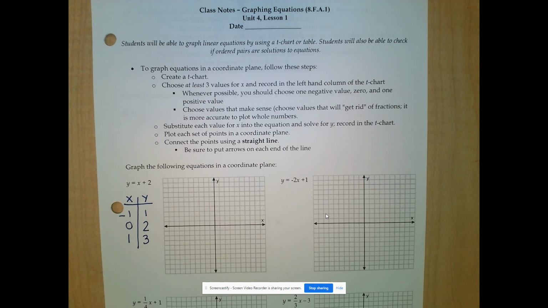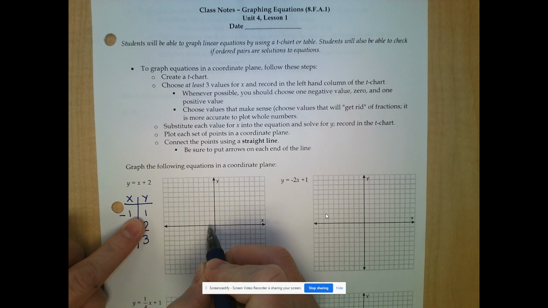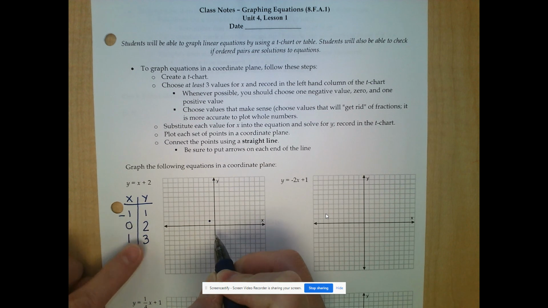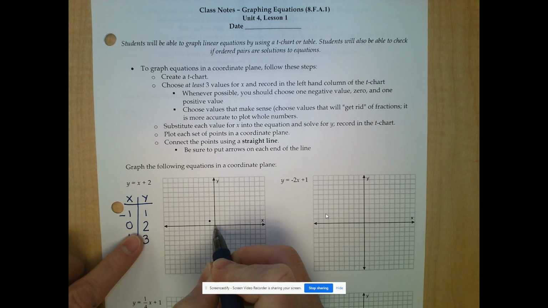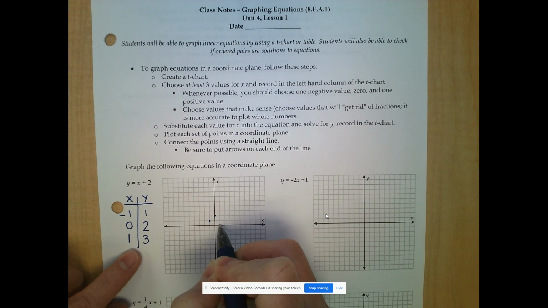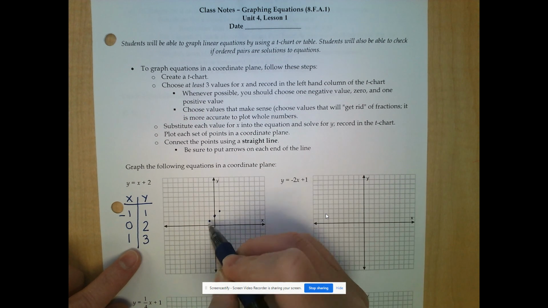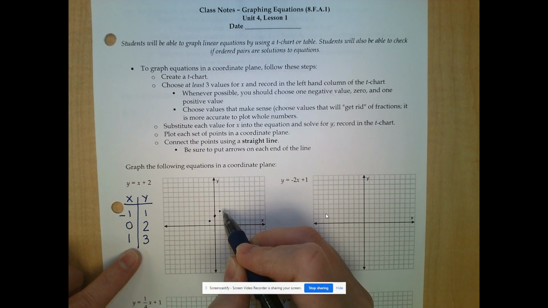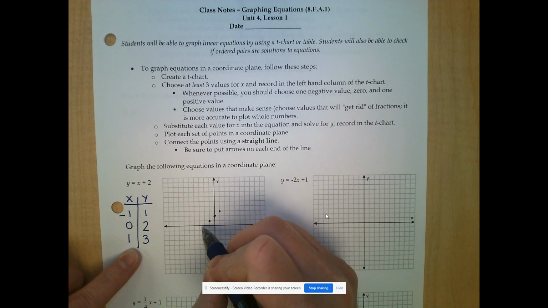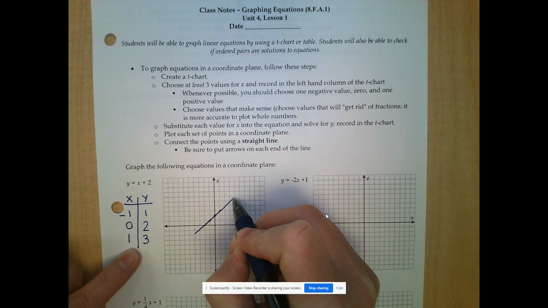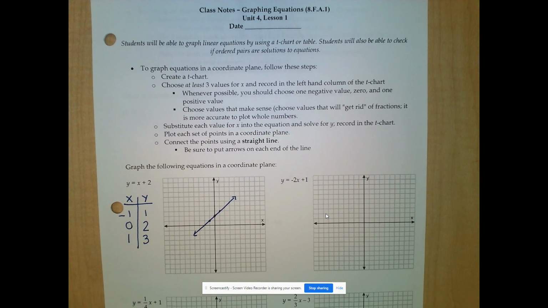That gives me coordinates. So the first coordinate is -1, 1. So I go left 1, up 1, and I put a point. 0, 2. I do not go left or right, but I do go up 2. And then 1, 3. Go to the right 1, up 1, 2, 3. I get 3 points that are in a line, linear. That's good. And then I'm going to connect them with a line and say, okay, that's what the line looks like that's represented by y equals x plus 2.